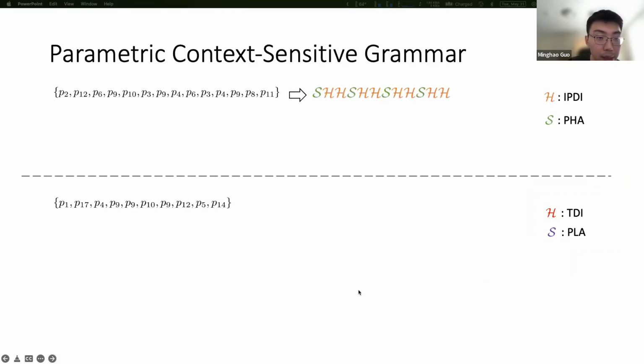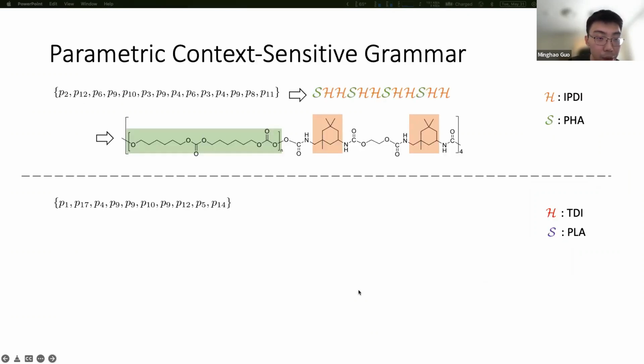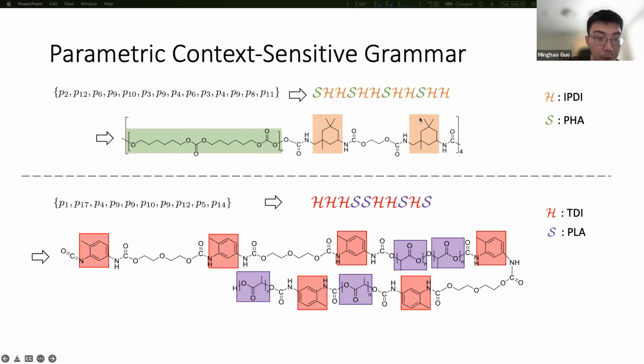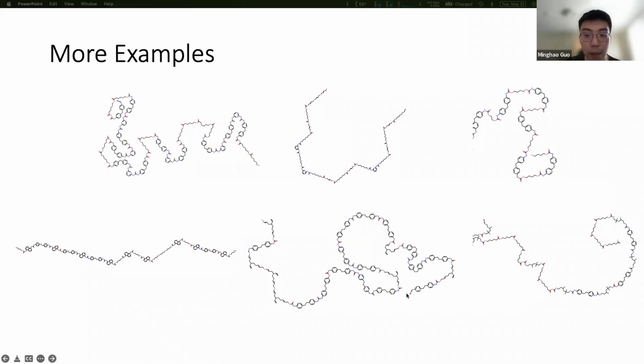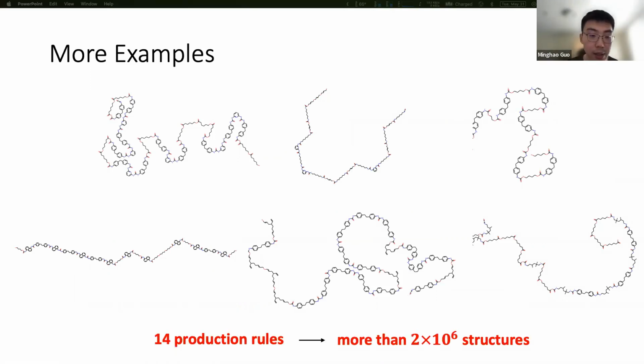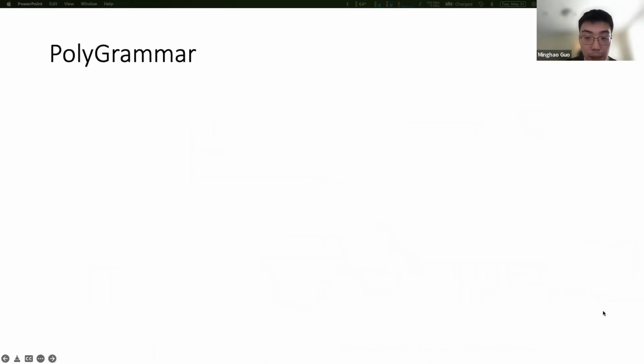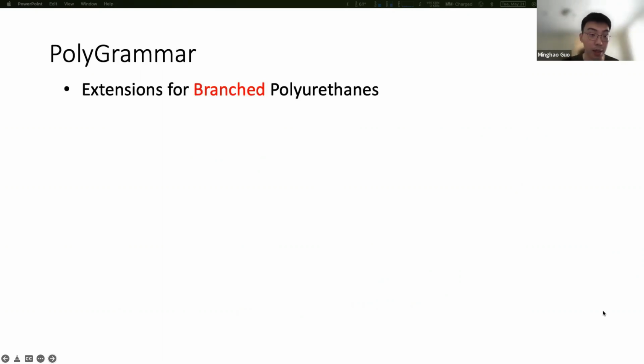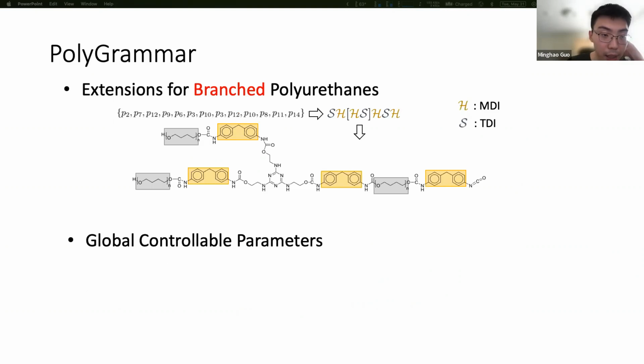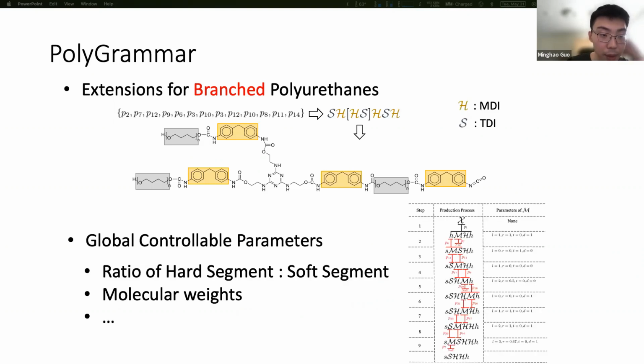And here are some examples from this parametric context-sensitive grammar. These are some generated strings and generated samples. There are also more complicated samples, and because essentially it's just a combinatorial search, with 14 production rules you can generate more than 2 million structures. There are also some advanced features in the paper: we create extensions for the branched polyurethane, and also add more controllable parameters like the ratio between the hard segment and the soft segment, and the molecular weights.